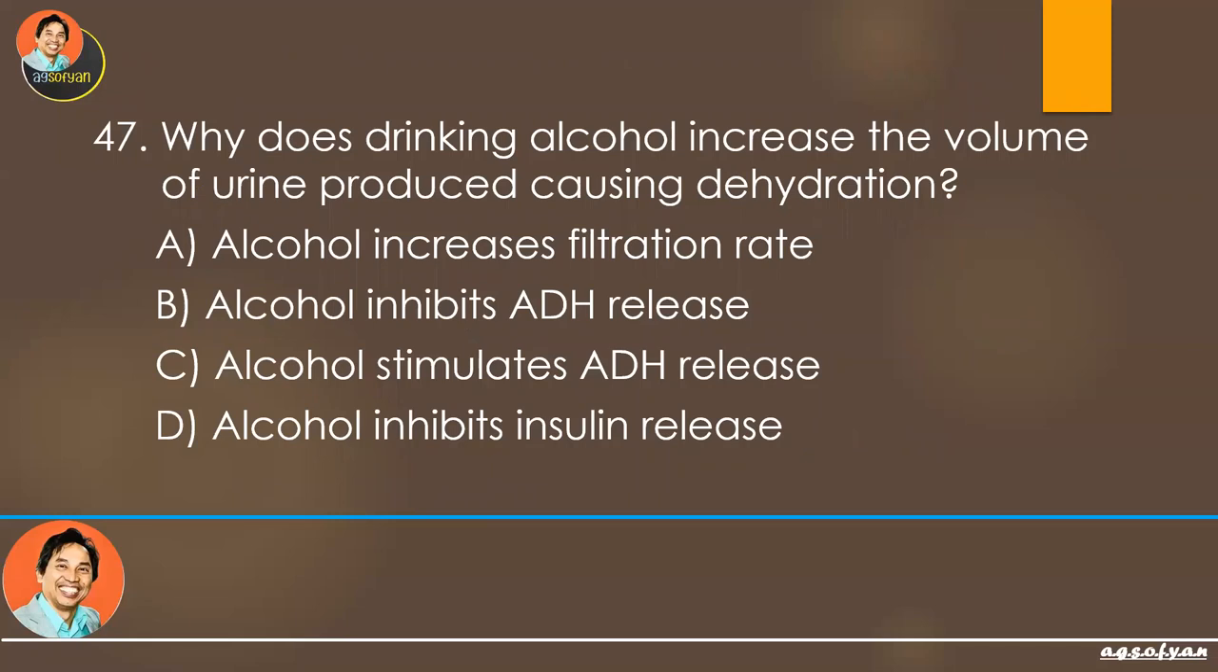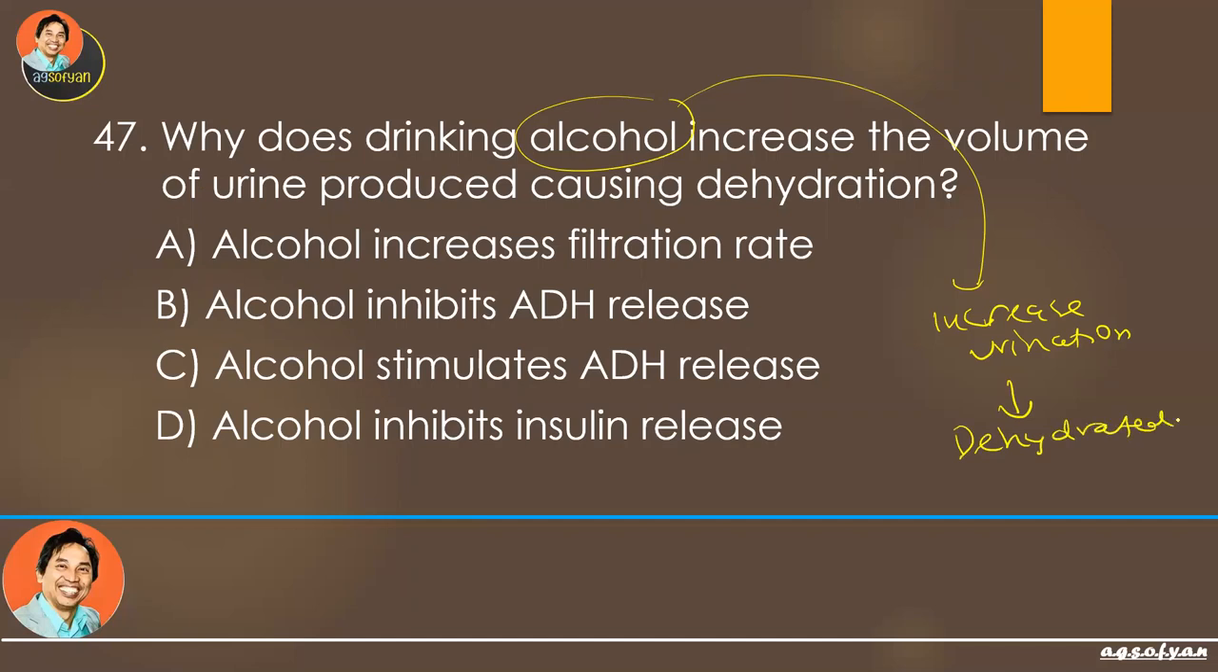Why does drinking alcohol increase the volume of urine produced, causing dehydration? Okay, so why does alcohol cause us to urinate more? If you drink alcohol, usually you will urinate more. When our body increases urination, what happens? Our body becomes dehydrated. Okay? And this is dangerous. Sometimes it leads to blackout, especially in females. Females are more sensitive to alcohol drinking, so they might get blackout easily because of alcohol. So dehydration and then blackout.